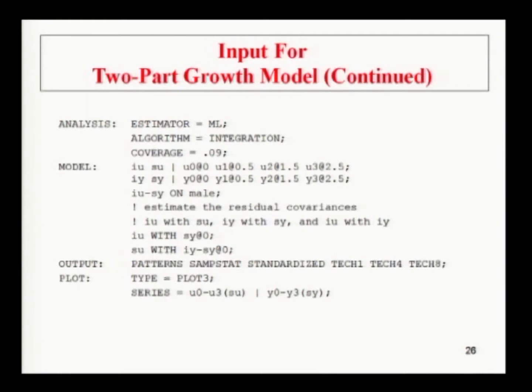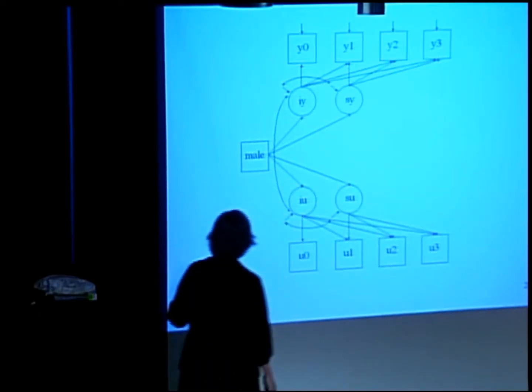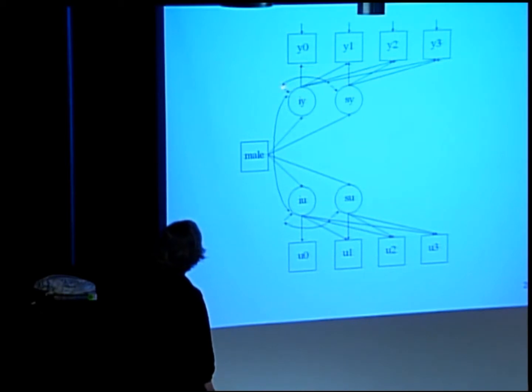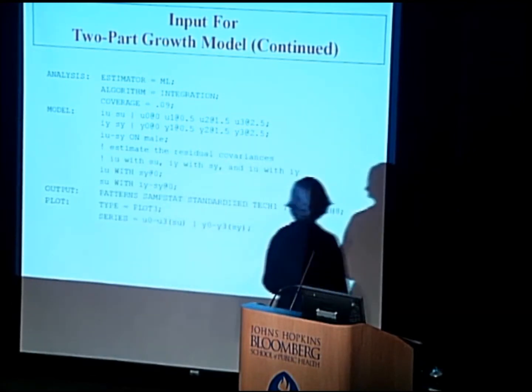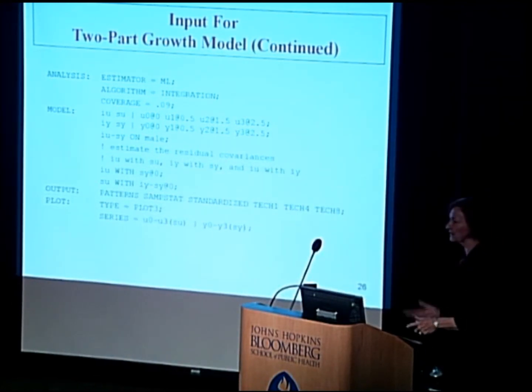We're estimating, by default, all of the residual covariances would be free. If we look at our path diagram, we can see that we're estimating the IY-SY residual covariance and the IU-SU residual covariance and IY and IU. So between the two intercept growth factors, across processes, and within process between the intercept and the slope growth factors. And because the default is to estimate all of them, we need to fix the ones we don't want to 0. It's your decision which ones you want to estimate or not.